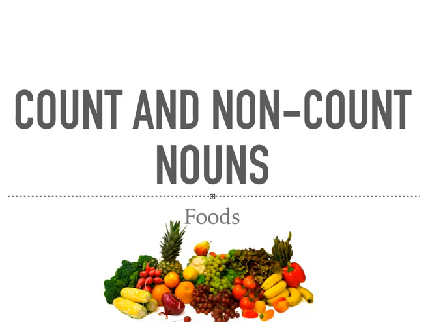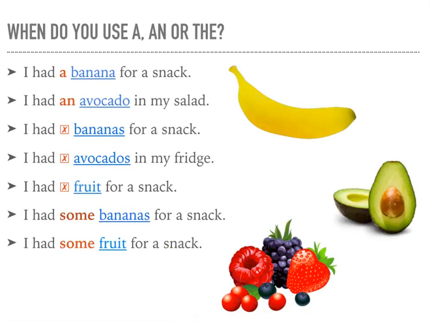Count and non-count nouns. Today we are going to be focusing on foods and understanding when to use the articles a, an, or the when talking about these particular nouns. Now, when do we use a, an, or the? Let's look at these examples.